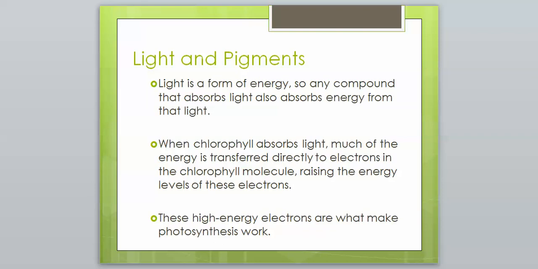And then wrapping it up with light, light is a form of energy, so any compound that absorbs light also absorbs energy from that light. When chlorophyll absorbs light, much of the energy is transferred directly to electrons in the chlorophyll molecule, raising the energy levels of these electrons. So in specific, when light comes in to chlorophyll, it's going to raise the energy of the electrons. These high energy electrons are what make photosynthesis work. So photosynthesis is powered by electrons that have been excited, that have had their energy levels raised. Keep that in mind, and let me know if you have any questions.